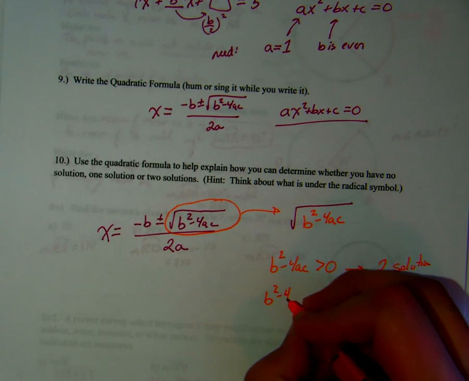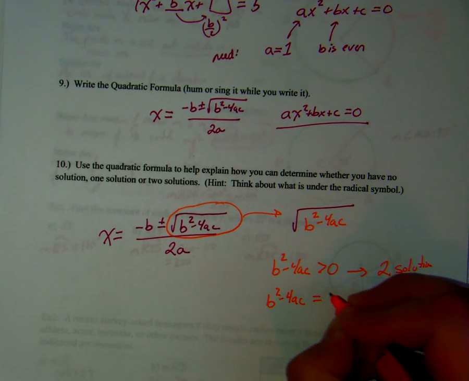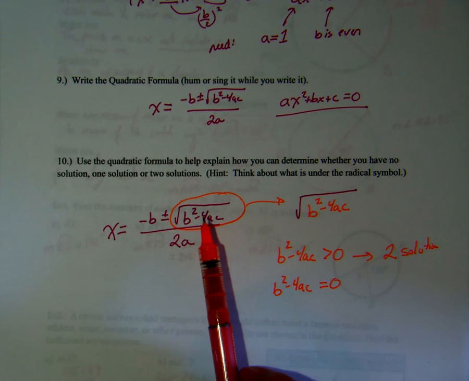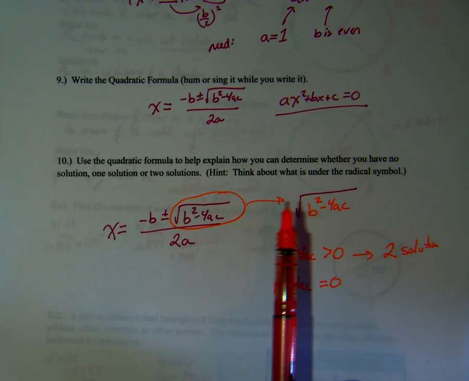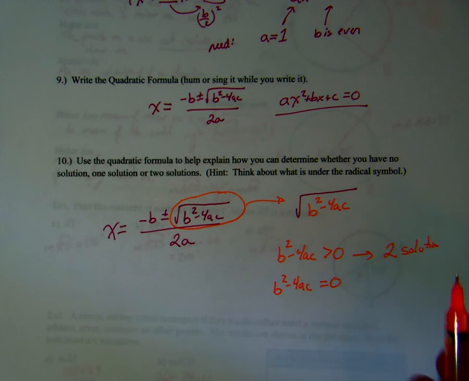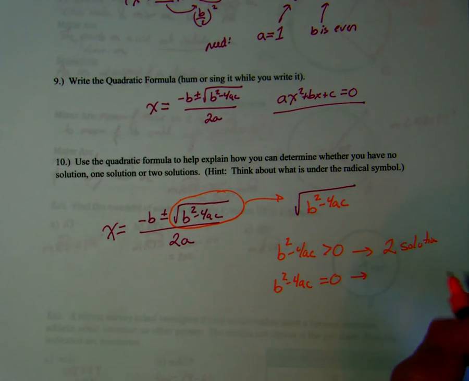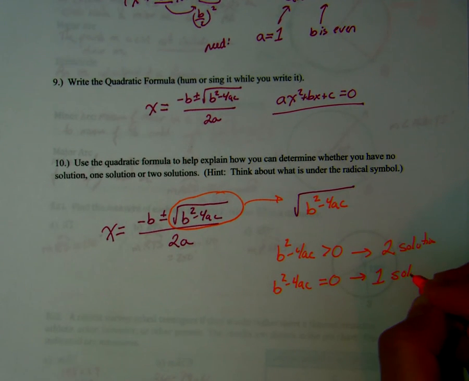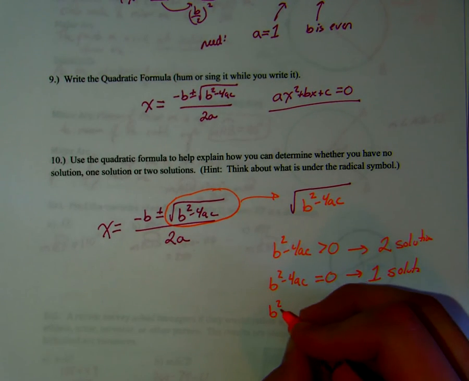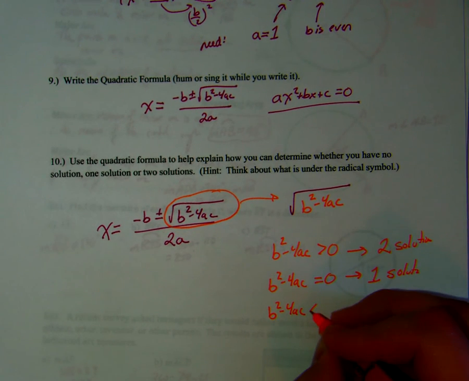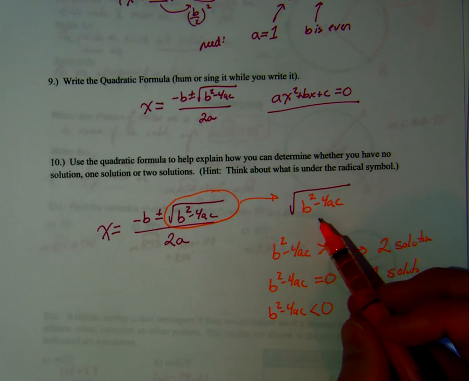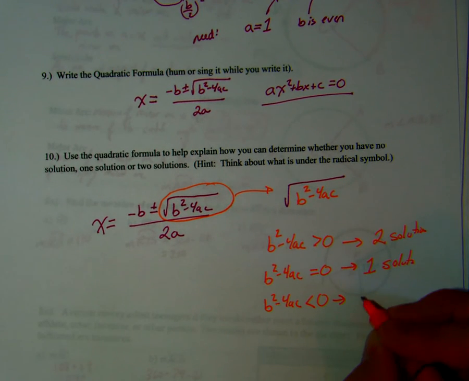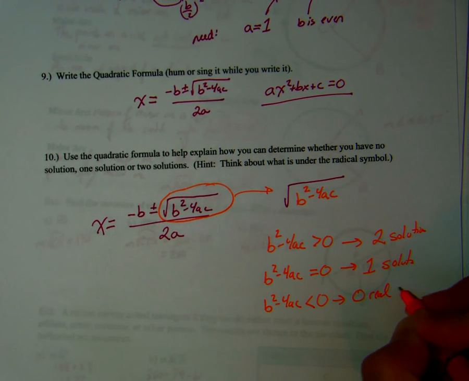If it was equal to 0, okay, then what's the square root of 0? The square root of 0 is 0. And then plus 0 and minus 0 does not actually bring you to 2 different places. Plus 0 and minus 0 do the same thing. So this actually only has one solution. And then the last option is that if this was smaller than 0, then you'd be taking the square root of a negative number, which you know we can't do. So this has no real solutions.